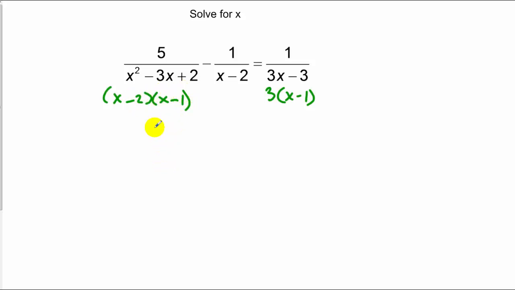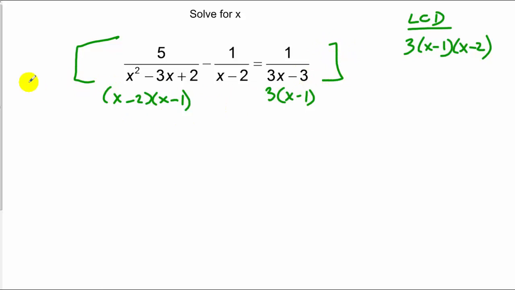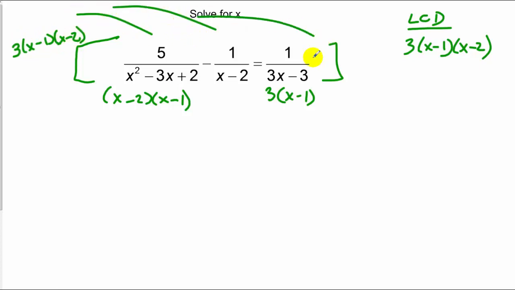And now I need a LCD. So in this case, I need the 3. I need the x minus 1. I need an x minus 2. So I'm going to take and again multiply each term by the LCD of 3, x minus 1, and x minus 2. And distribute that to all 3 terms.